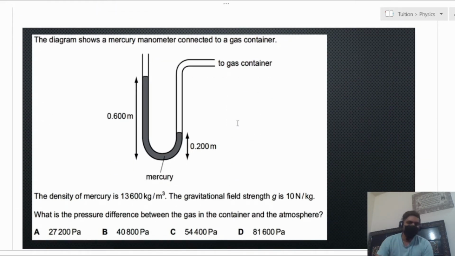Here's another example. You would get a question like this. It consists of a U-shaped tube. Any question that includes the manometer and the pressure of a gas container in comparison with the liquid pressure, anything like that, you can ignore it right away.